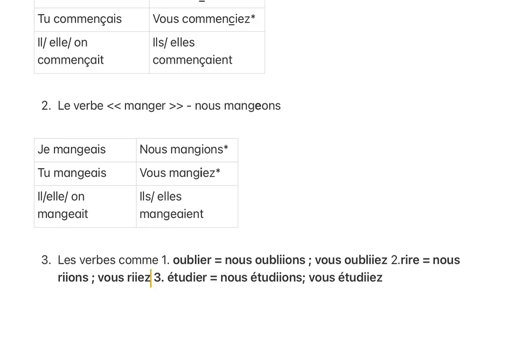And the third verb is étudier, which means to study. So again, conjugating the verb étudier using the imperfect tense in French, we observe that in the nous form, there will be double I, nous étudions. And same for the vous form, that is, vous étudiez.